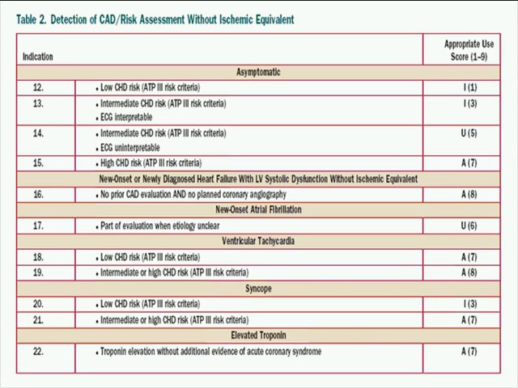Here is an example of one of the 8 tables included in the appropriateness document. This is the table for detection of coronary artery disease, risk assessment in patients without ischemic equivalent, or in other words, without chest pain.